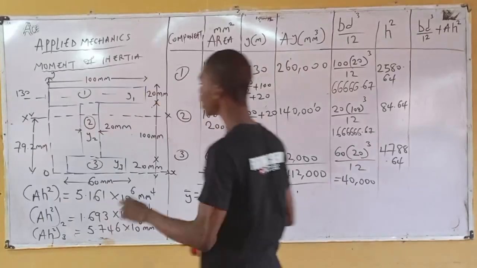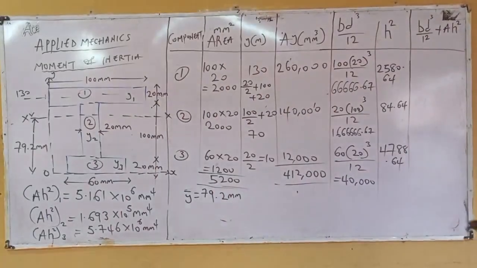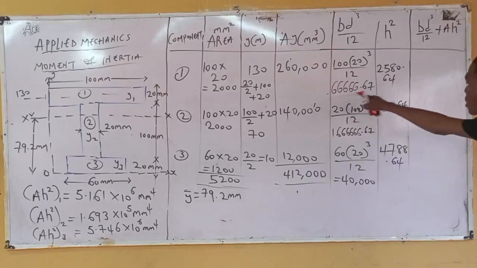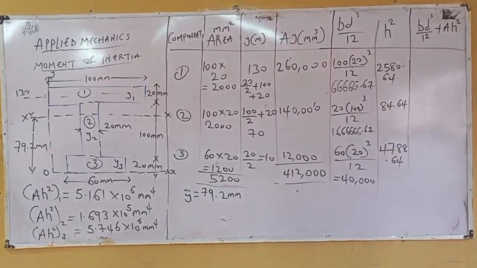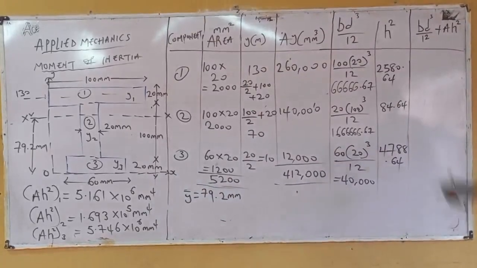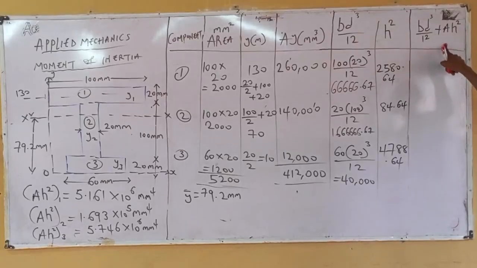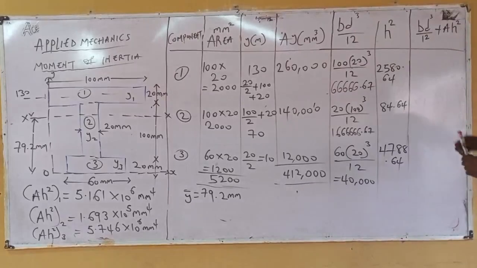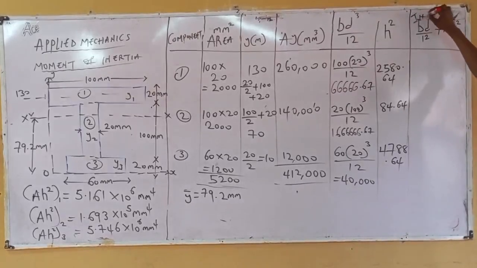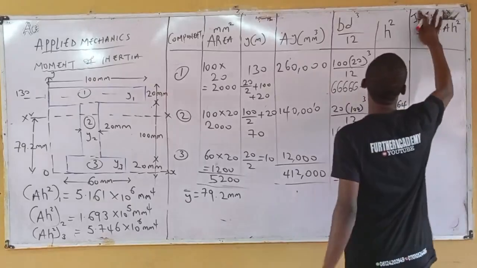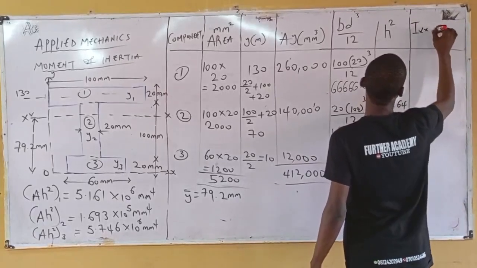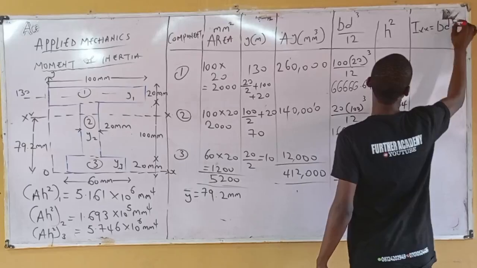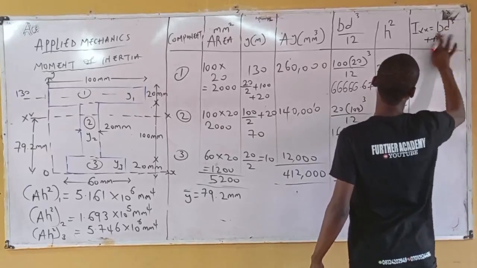Now we've gotten Ah squared of component 1, component 2, component 3. So we can compute the value of this column. Meaning this guy, the addition of this plus this. So what do you have? And what you are doing here is called what? The moment of inertia of what? Each component. So this is IXX. This is IXX equals to BD cubed plus Ah squared.